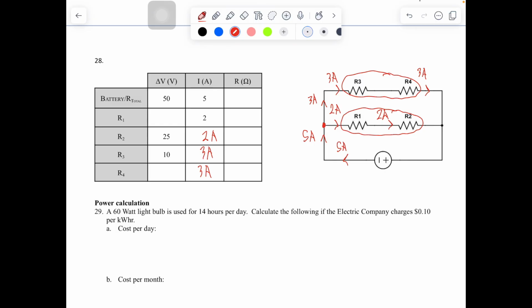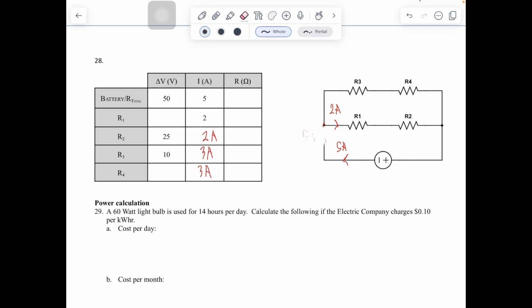How do we get the rest of our voltages? Well, there we want to use our loop rule. Right? Junction rule is for current. Loop rule is for voltage. Using our loop rule, draw one loop. Doesn't matter what the loop is, as long as it goes from the positive terminal to the negative terminal.